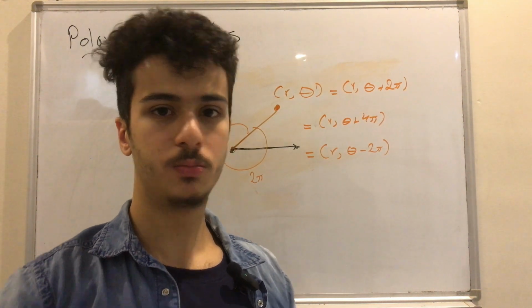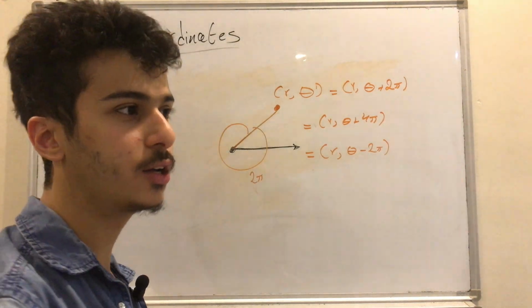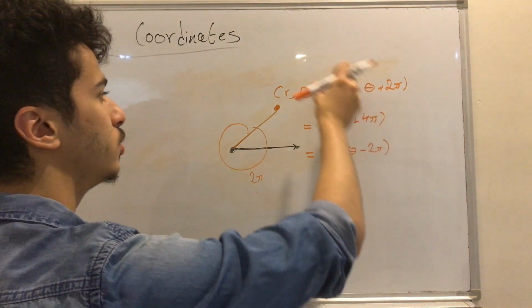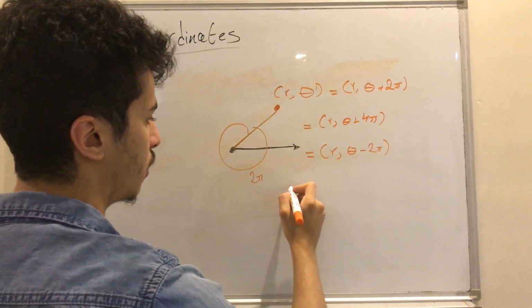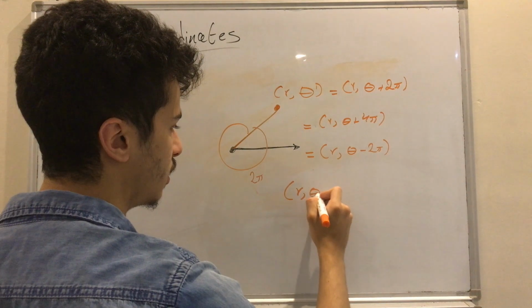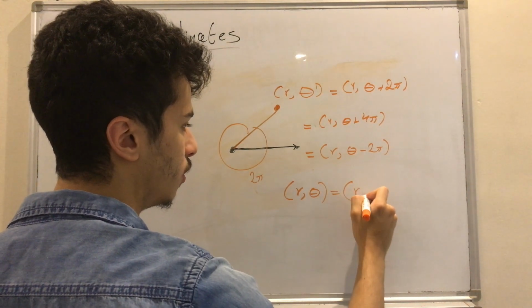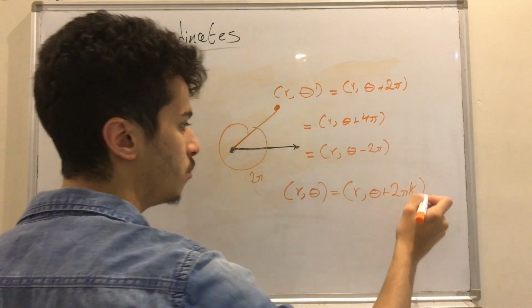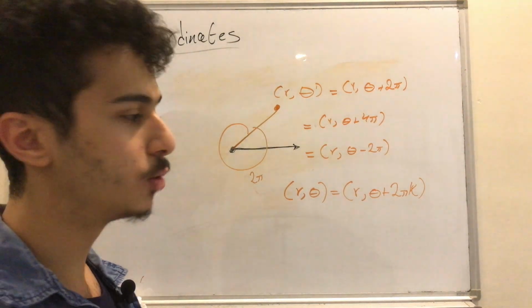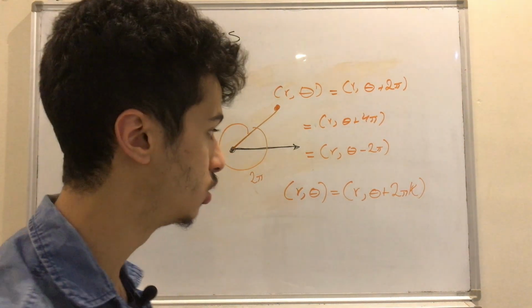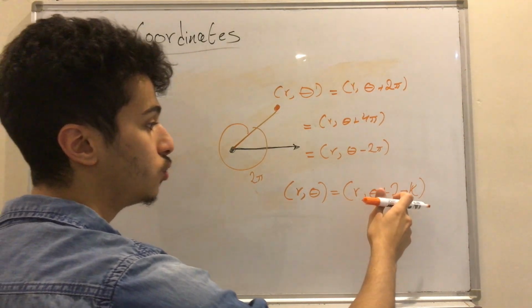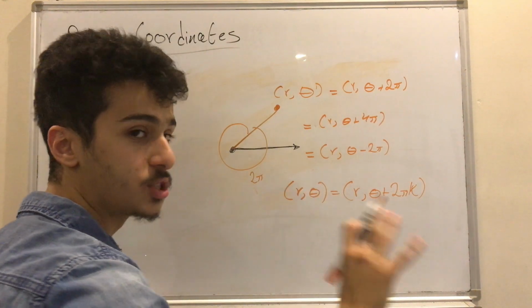Well, what we have here is periodicity, something you see in sine, cosine, and tan. Adding some multiple of 2 pi will take you to the same position. And so we can write down that r, theta is equal to r, theta plus 2 pi k. K here is any integer. It could be positive, negative, that's what an integer is. So it could be 2 pi, negative 2 pi, negative 2 pi times 300, it doesn't matter.